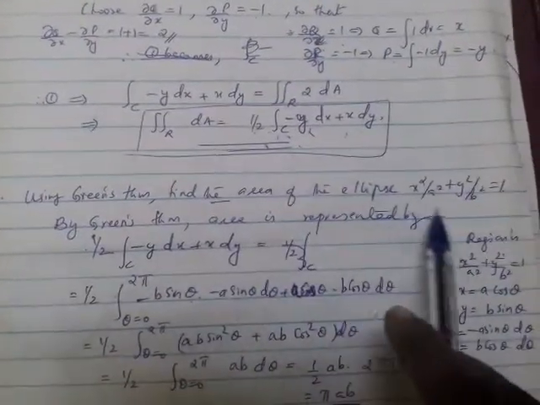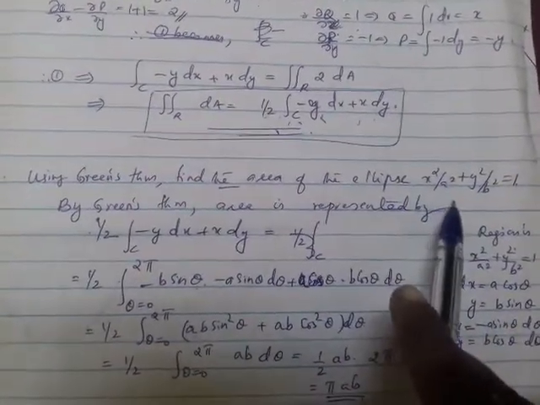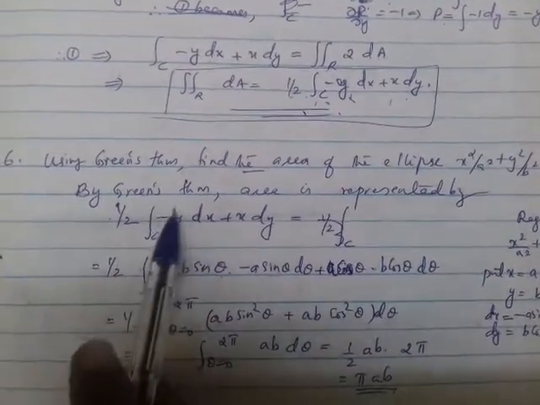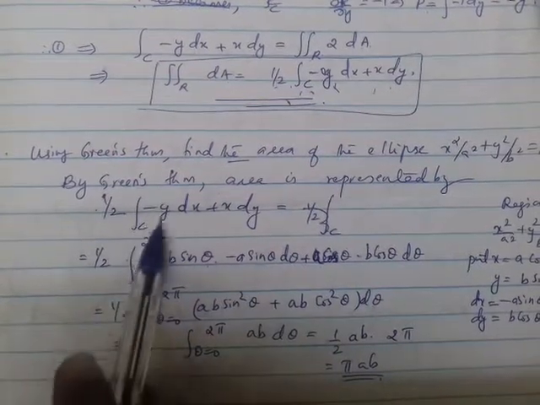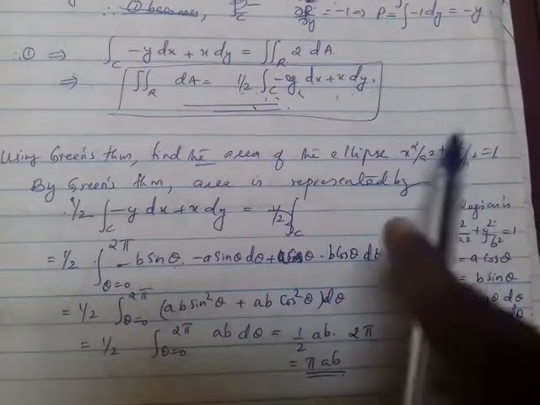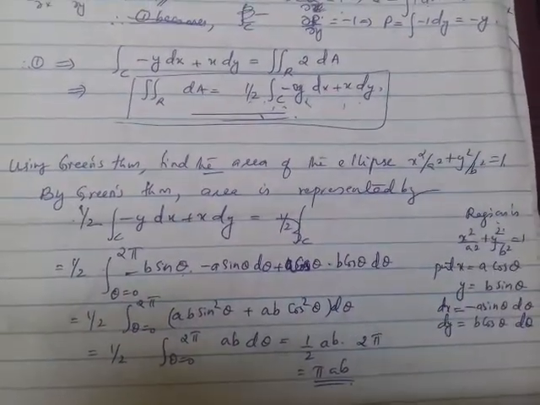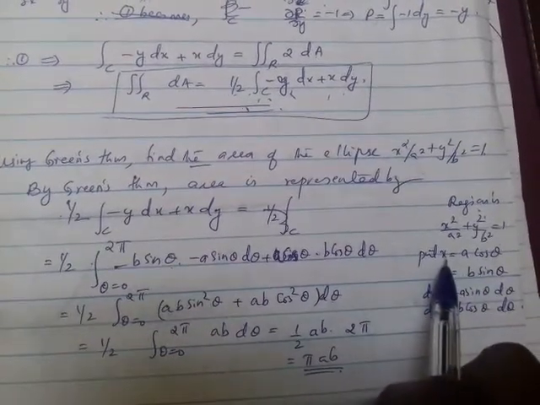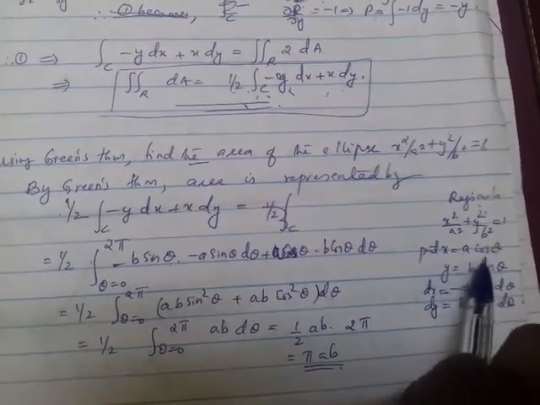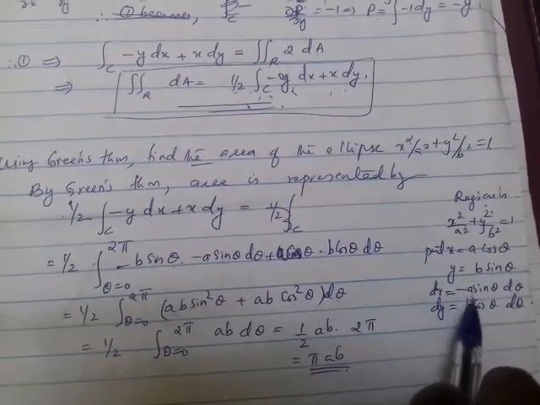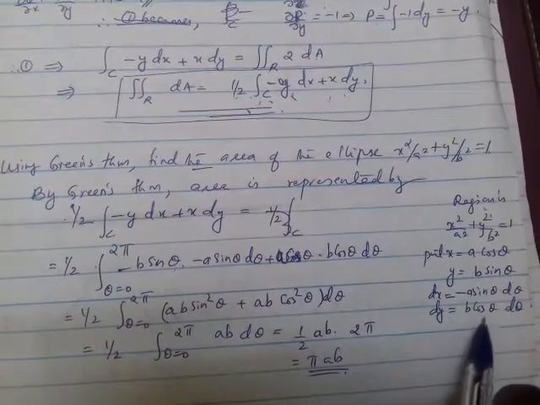Okay. So using Green's theorem, find the area of the ellipse, the usual problem. X square by a square plus y square by b square is equal to 1. By Green's theorem, area is half of integral over C minus y dx plus x dy. Here the region is the ellipse x square by a square plus y square by b square is equal to 1. We can put x is equal to a cos theta, y is equal to b sin theta. So dx will be minus a sin theta d theta, dy is b cos theta d theta.